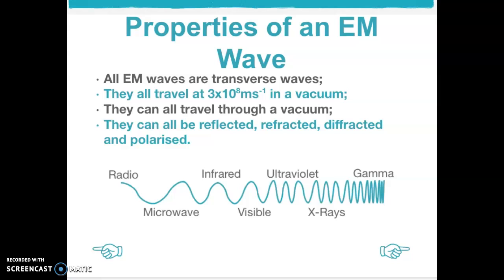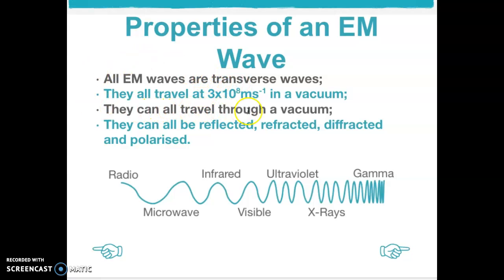So these crazy waves, which are actually the oscillating magnetic and electric fields at 90 degrees to each other, what have they got in common? Well, they're all transverse, which is important. They all travel at the same speed, and that speed is very important. It's called the speed of light, and it's 3 times 10 to the 8 meters per second in a vacuum. That speed is in your data booklet.